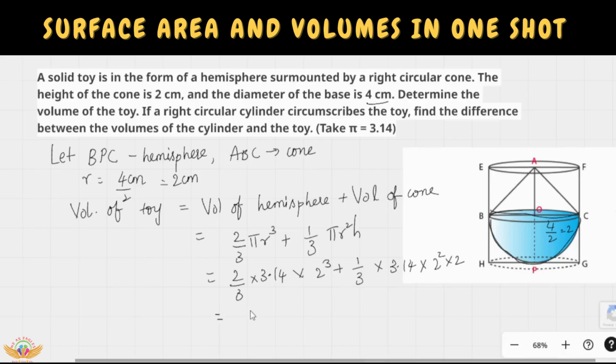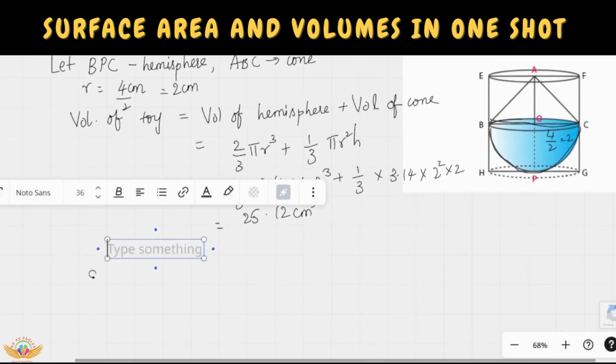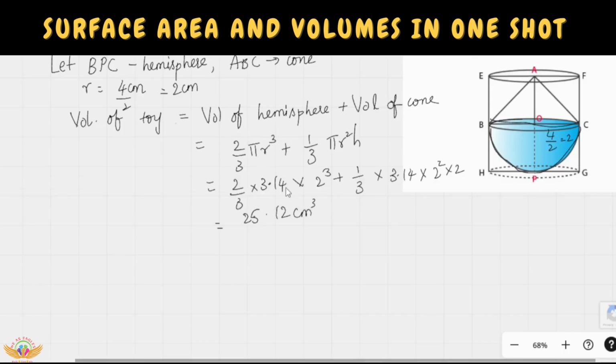After solving all this, we will get the answer as 25.12 centimeter cube. Just go with the approximate value and don't worry about the calculations. Just multiply and go with the approximate values. From the exam point of view, the way you substitute everything matters, so when coming to the answer, go approximately.